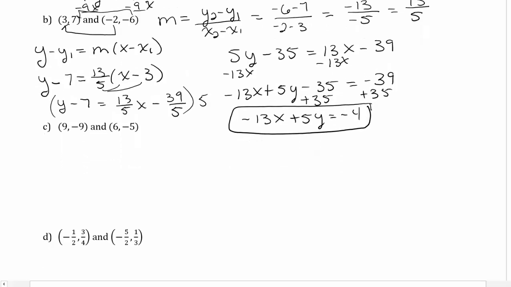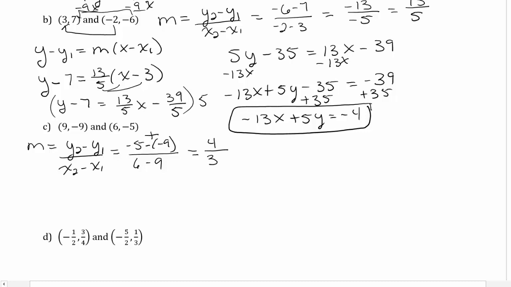The next example, it's passing through 9, negative 9, and 6, negative 5. So again, the first step will be to calculate our slope. So y2 minus y1 over x2 minus x1. So that's going to be negative 5 minus a negative 9 over 6 minus 9. So minus a negative, remember, becomes plus. So negative 5 plus 9 is 4. And 6 minus 9 is 3. So we get a slope of 4/3. Sorry, it's negative 3.